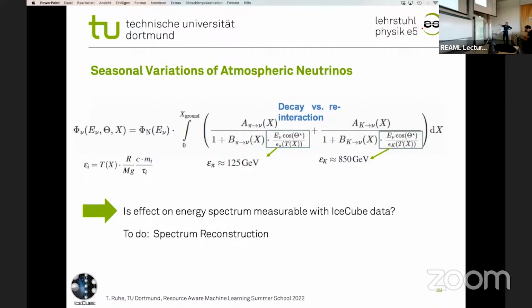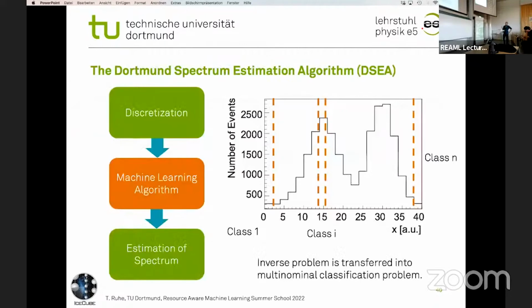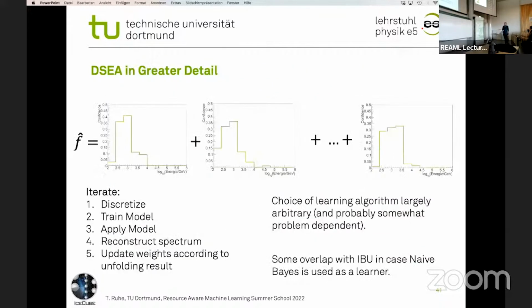The question is, can we measure this effect with IceCube? We're trying to do this with machine learning also. The idea is to have a machine learning based reconstruction algorithm. Instead of reconstructing the particle spectrum by likelihood, one can go ahead, and this is just a toy example. We have all of these bins, and you might interpret this as a multi-class classification problem. Then you can have some machine learning algorithm in the middle, and then you can have the estimation of the spectrum. Well, it's not that simple, really.